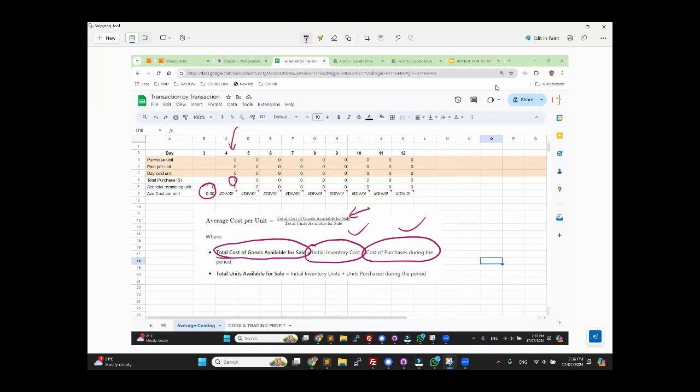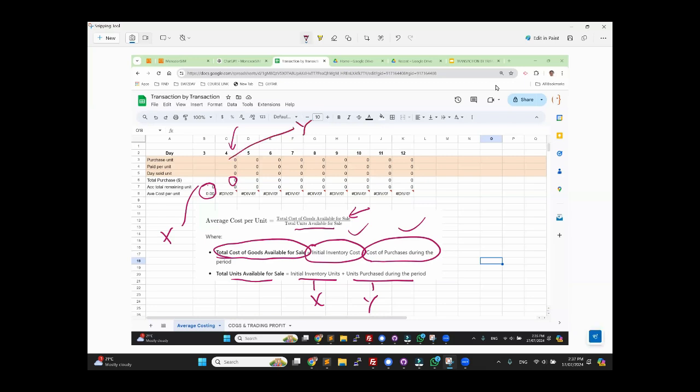Now, let's take a look at the second component, total units available for sale, which is initial inventory units plus units purchased during the day. Let's call this X, and this is Y. Initial inventory unit is this one, right? This is also my X. Y is units purchased during the day. This is the purchase unit. This is my Y.